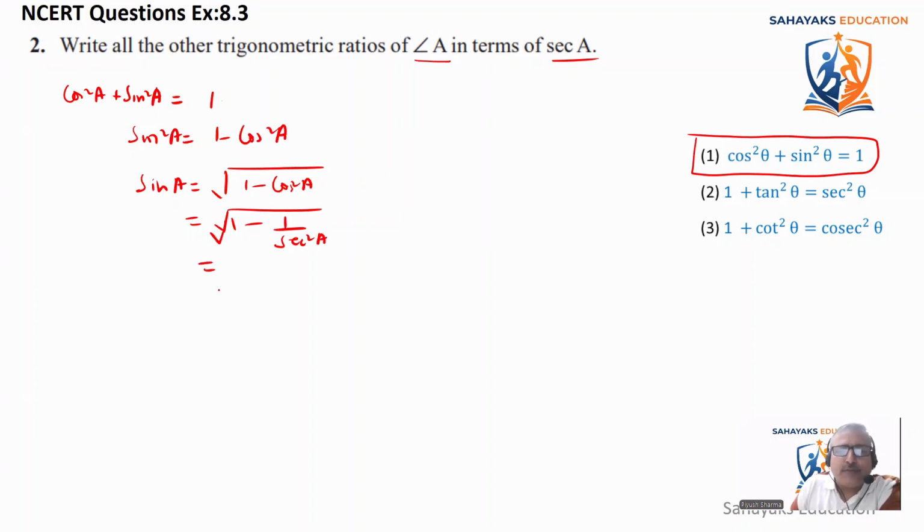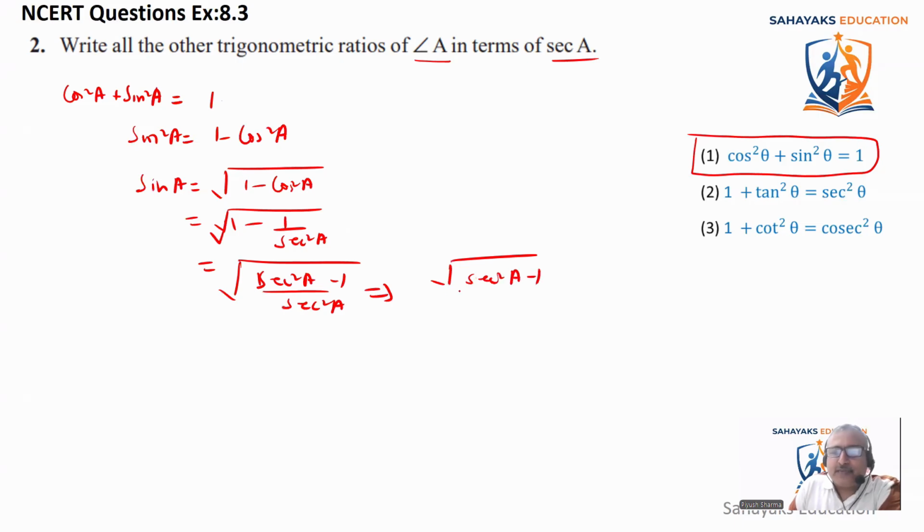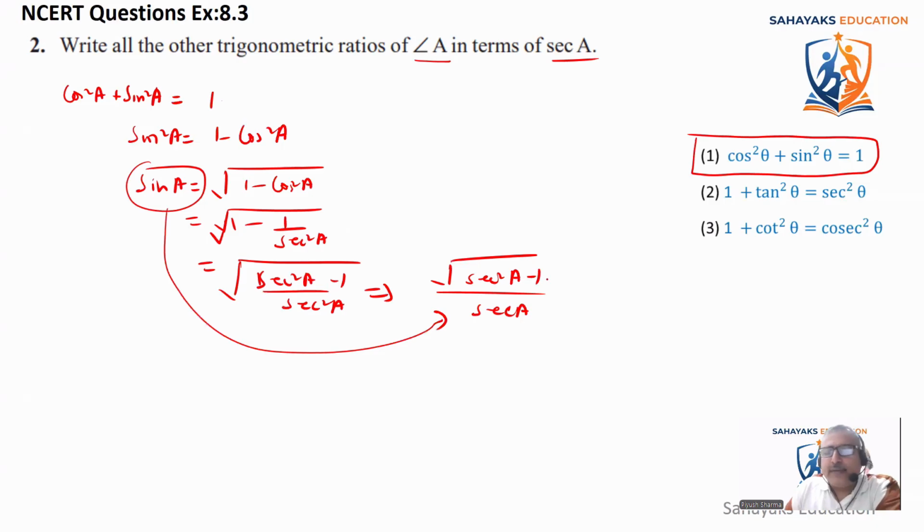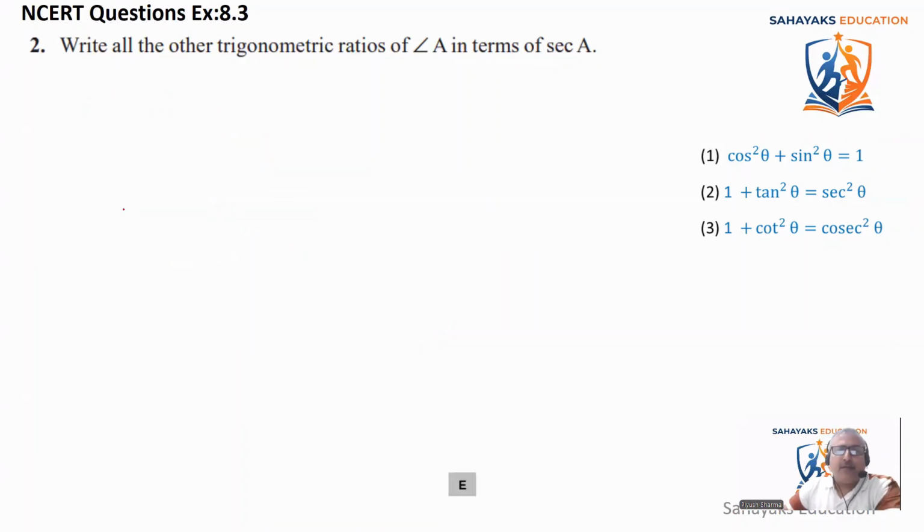So this value comes out to be square root of sec square A minus 1 divided by sec square A, and that implies square root of sec square A minus 1 divided by sec A. So sin A can be written as square root of sec square A minus 1 divided by sec A. Okay. Now coming to, just clear it up and go for cos.